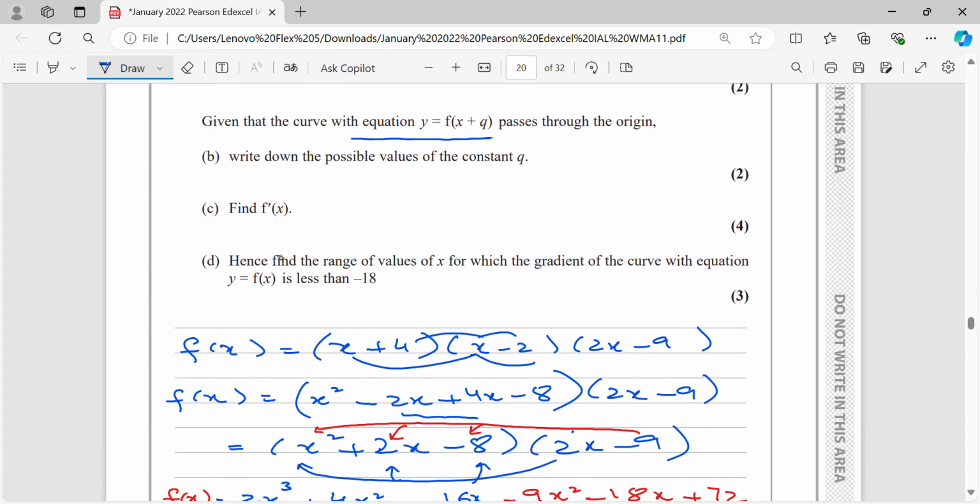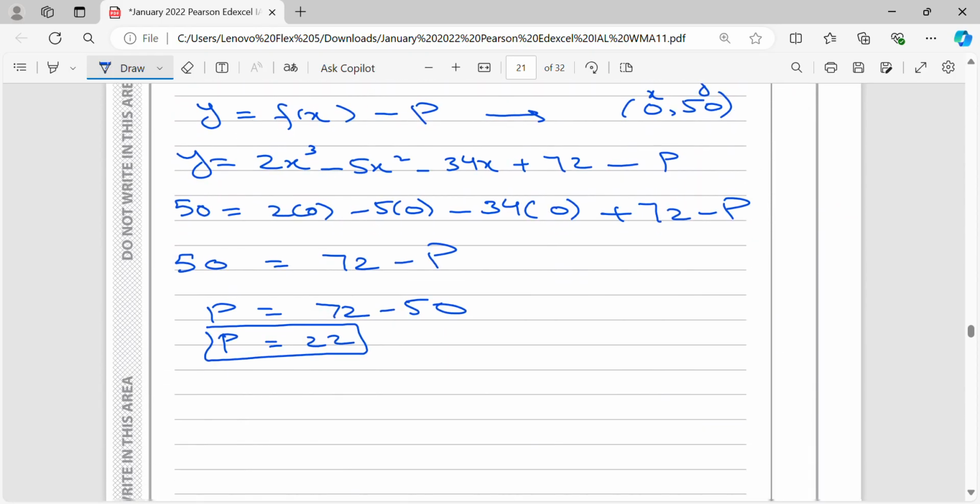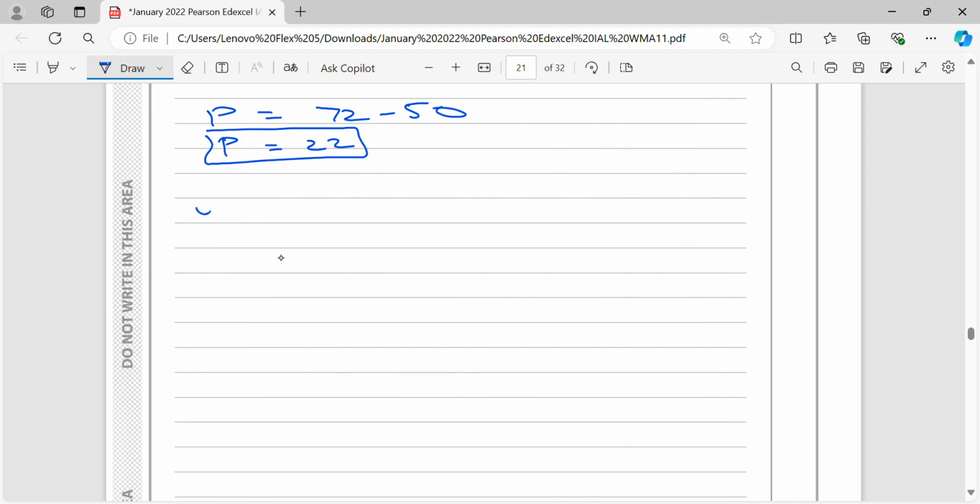Given that the curve with the equation y equals f of x plus q passes through the origin, okay, so it means that the coordinate is (0, 0). Write down the possible values of the constant. Okay, now the function here is x plus q. All right, so we know that y equals f of x, and that is equal to (x plus 4)(x minus 2)(2x minus 9). Okay, but they said the function basically is not x, it is x plus q.